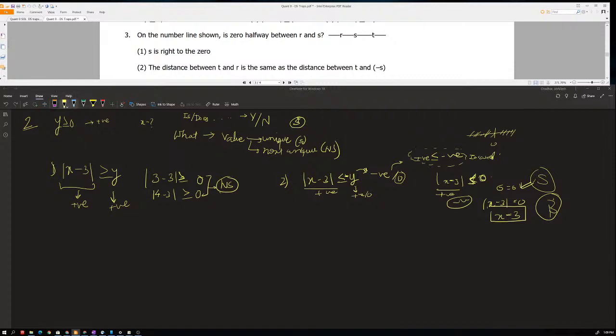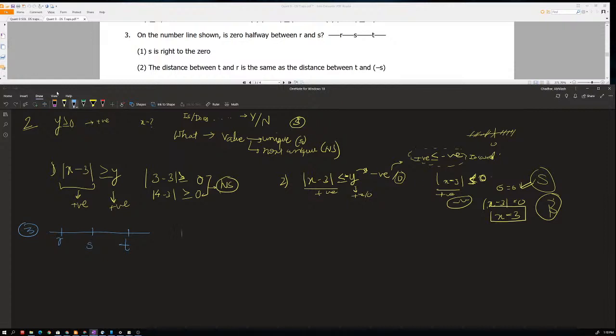Let's see the next problem. Problem number 3 is, on the number line shown, is 0 halfway between R and S? There is a number line shown which says R, S, and T. The number line has nothing else but a sequence of R, S, and T. It will always follow the sequence. There will be no difference in the sequence.